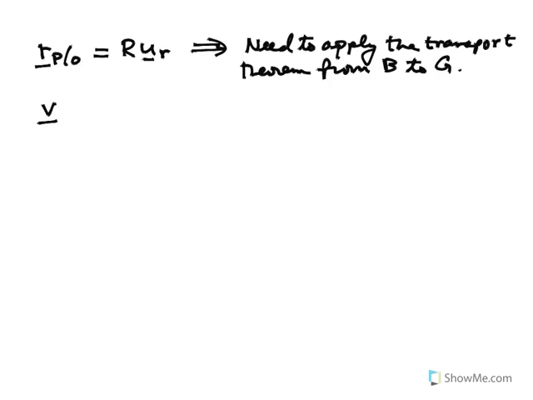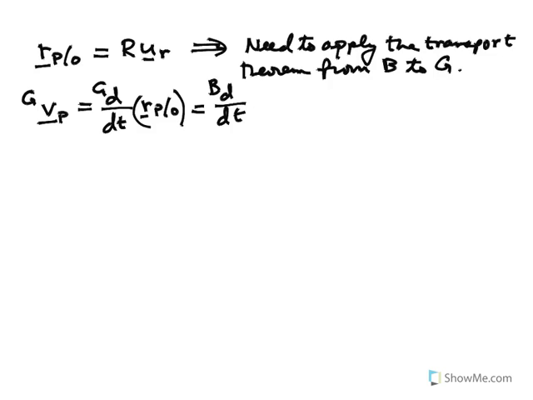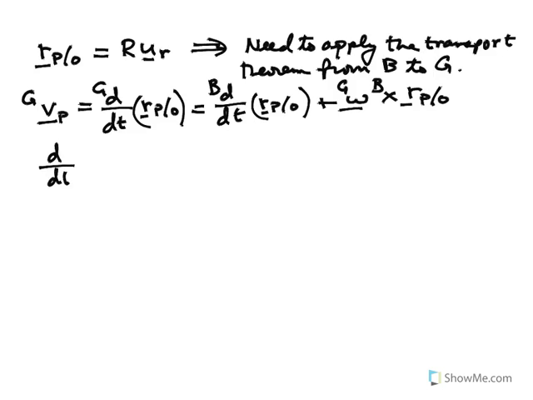So as a result, the velocity of point P as viewed by an observer fixed to the ground, which is equal to the rate of change in the ground of the position of P relative to O, is going to equal the rate of change in B of the position of P relative to O, plus the angular velocity of B in G crossed with the position of P relative to O. Now, because R is constant, the rate of change in B of the position of P relative to O is equal to 0.